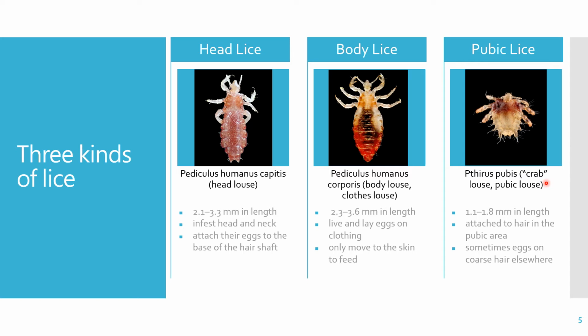The next one, pubic lice. Pthirus pubis, named crab louse or pubic louse, the smallest one. They attach to hair in the pubic area, especially the groin area. Sometimes eggs are on coarse hair elsewhere on the body, for example eyebrows, eyelashes, beard, mustache, chest, armpits.